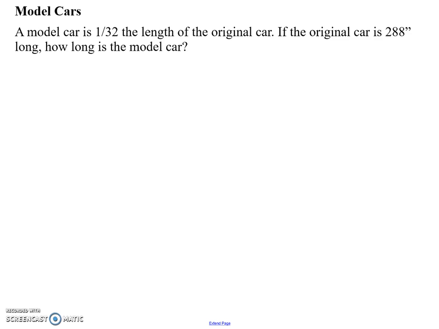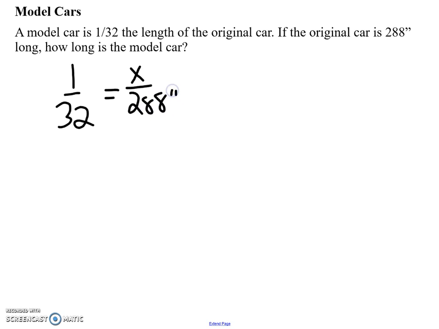Alright, so here we have this problem with the model car, the 1/32nd length of the original car. And the original car is 288. We wonder how long is the model. So what I would do if I was solving this is I'd say that 1/32, so that's the model to the original, is equal to some length of the model to the length of the original.